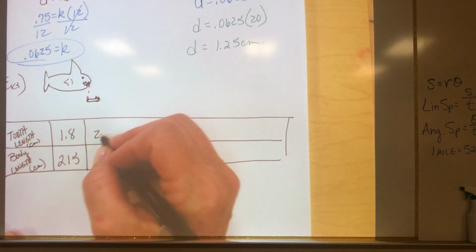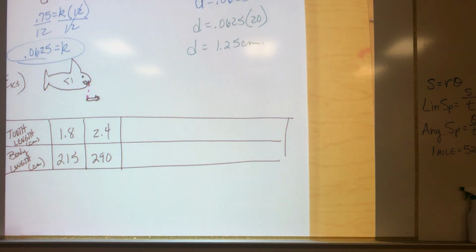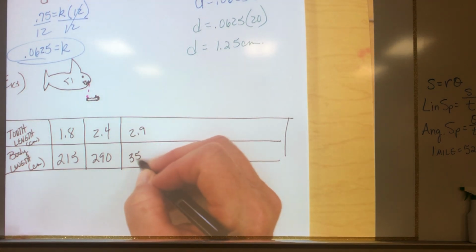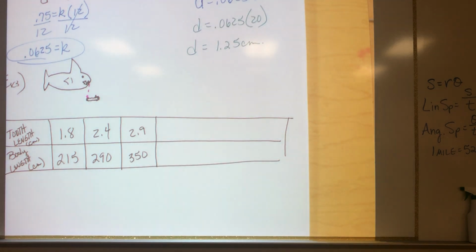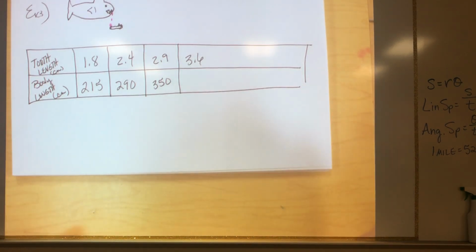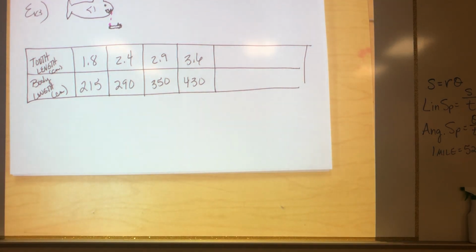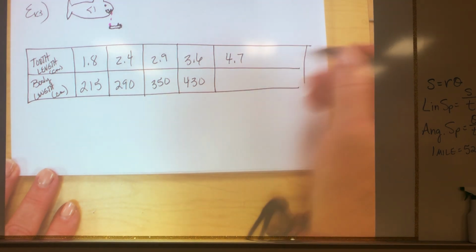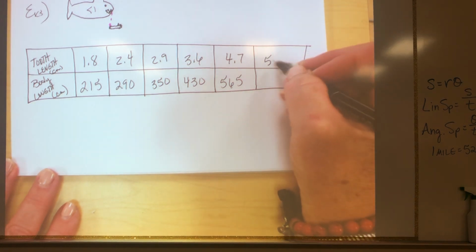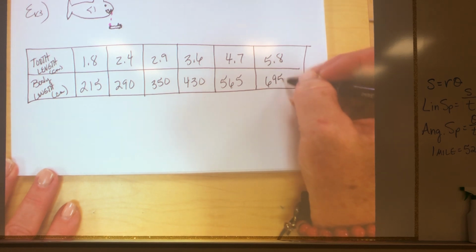The second shark was 2.4 tooth and his body was 290. The next shark was 2.9 and his body was 350. The next shark's tooth was 3.6 centimeters and his body was 430. The next one was 4.7 centimeters and his body was 565. And the last shark, his tooth length was 5.8 centimeters and his body was 695 centimeters.